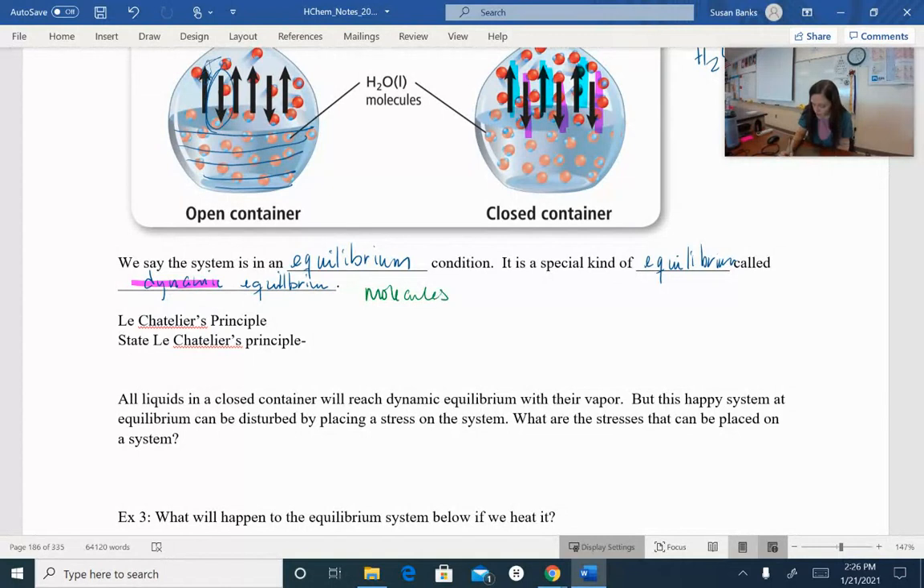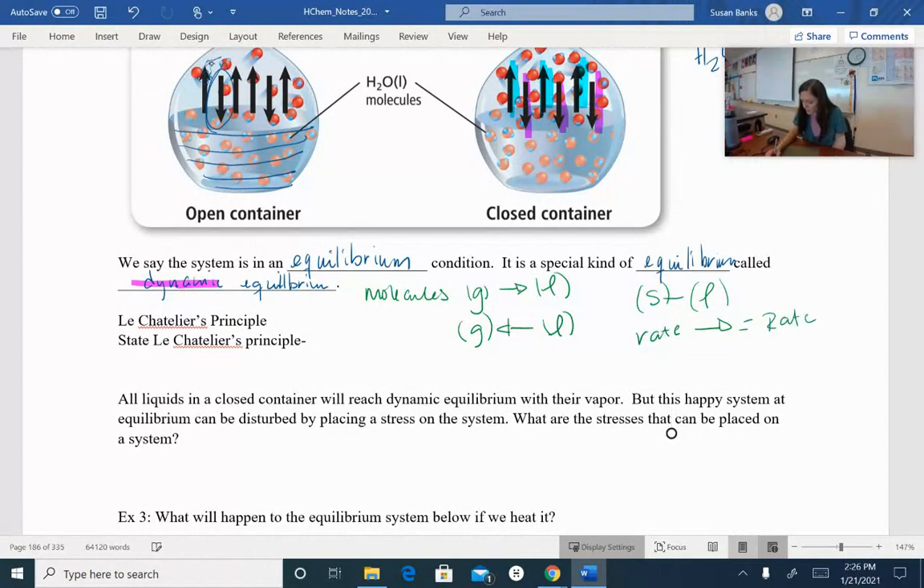The molecules are still going from the gas state to the liquid state, and they're still going from the liquid state back to the gas state, or vice versa. We could also do it from a solid to a liquid, or whatever phase change we wanted. We are always going to be changing molecules. Individual molecules are changing, but the rate going forward is equal to the rate going backwards. So the overall number of molecules in any given state does not change. Okay, so that is the definition of dynamic equilibrium.